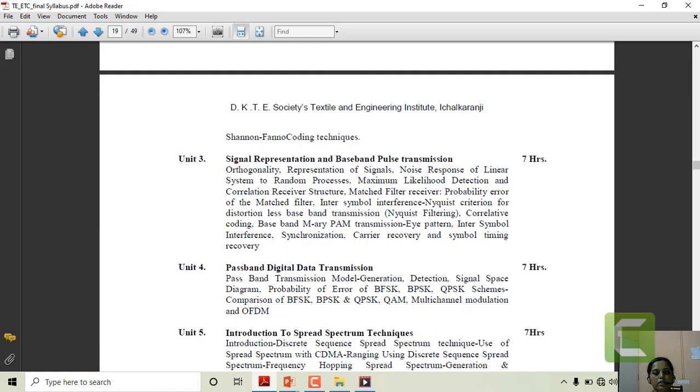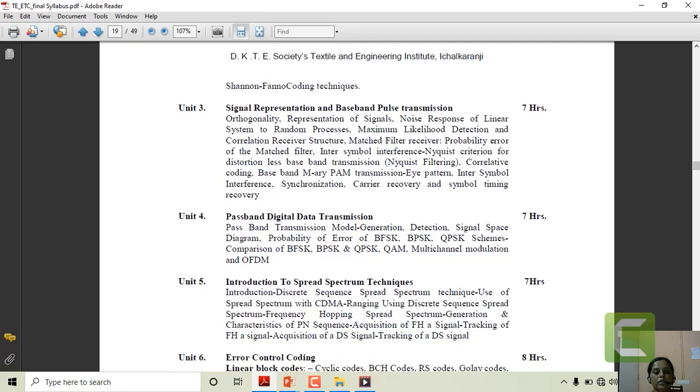As a third unit, we are going to see the basic requirements of a signal for transmission. Then what is likelihood detection, the types of receivers like the correlation receiver and matched filter receiver, and their mathematical approach for getting a lower probability of error. Finally, in this chapter, the eye pattern, intersymbol interference, and different types of synchronization methods, as well as carrier recovery and symbol timing recovery methods, we are going to cover.